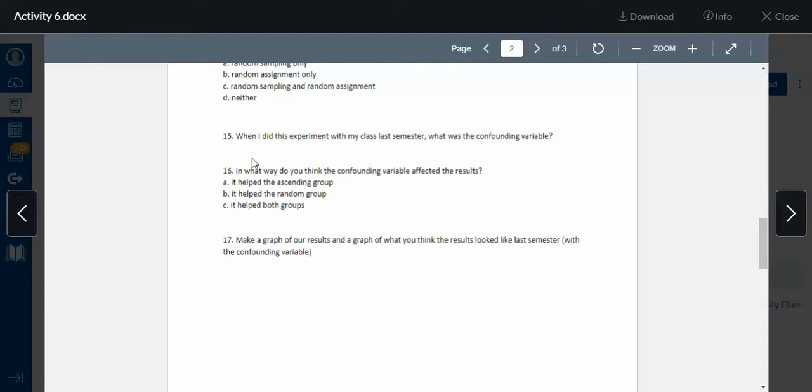Now, I have to quickly explain what I did last semester with my class. So, when I did my experiment last semester, what was the confounding variable? A confounding variable is something that's not controlled like it should be, and it's something that has the ability to skew the results. It's something that sort of undermines your confidence in your results, right? So let me explain what I did last semester.